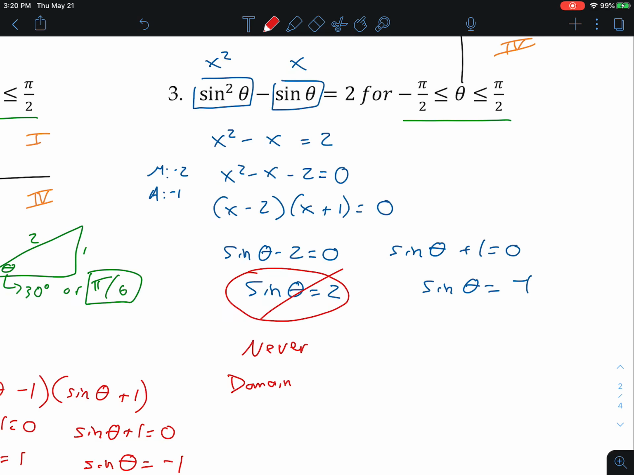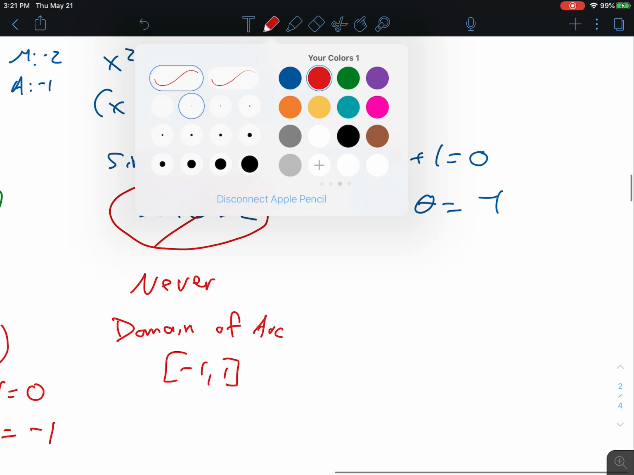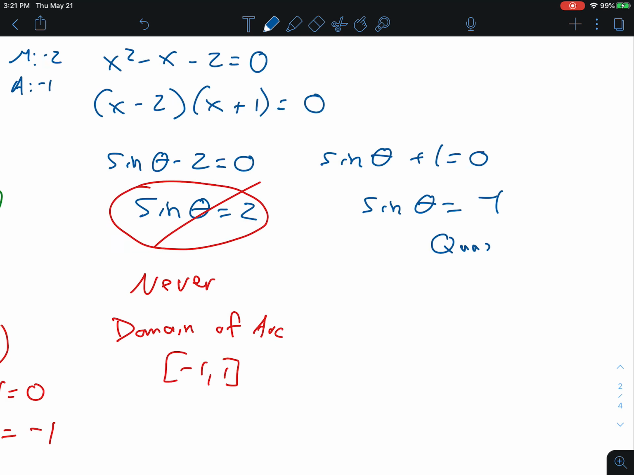Think of our domain of all my arcs, of arc sine and arc cosine and everything. It's negative 1 to 1. So that's outside of it. I can't do it. Negative 1, though, this I can do.